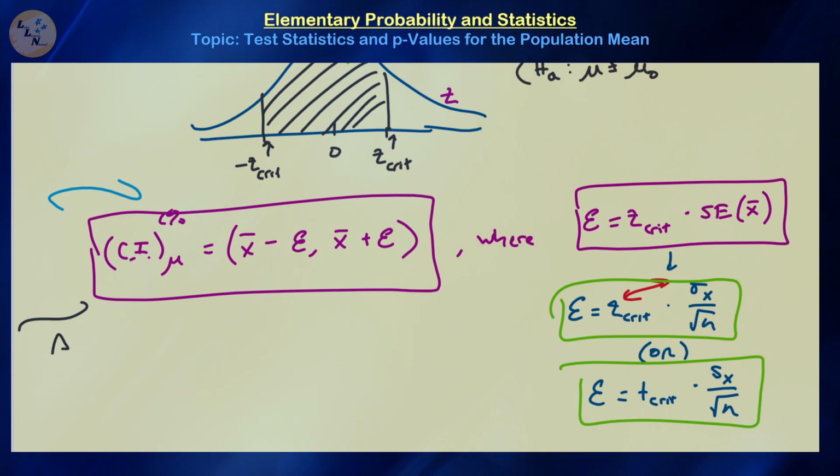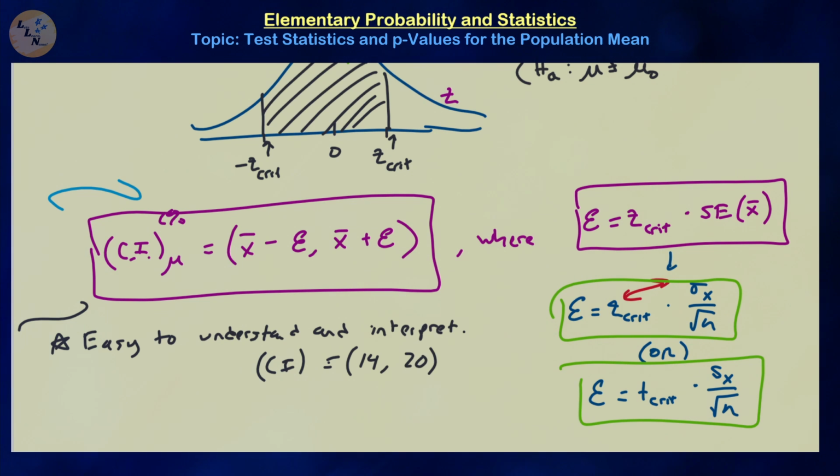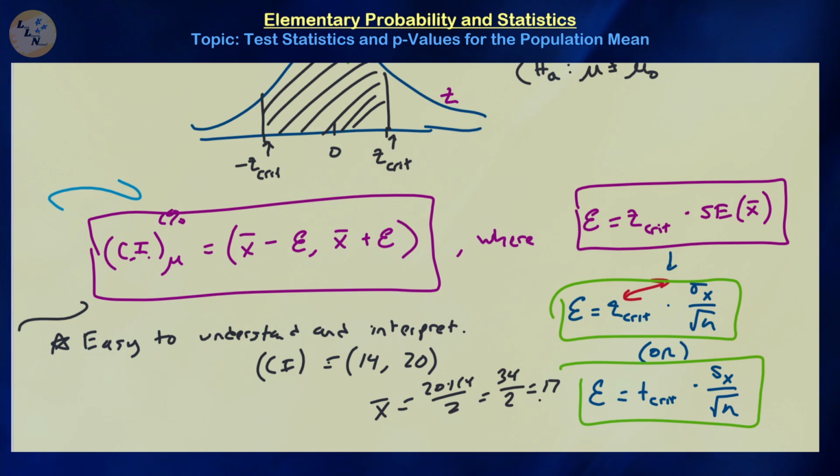So what are a couple of the pros for confidence intervals? Firstly, they are easy to understand and interpret. So if somebody says that, let's assume that the confidence interval is, let's say, 14 to 20. If this is our confidence interval, that means our point estimate was equal to the average, or the middle, of this interval. So that's going to be 20 plus 14 divided by 2, so that's 34 over 2, which is 17.